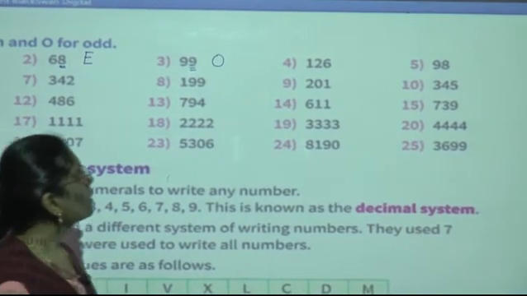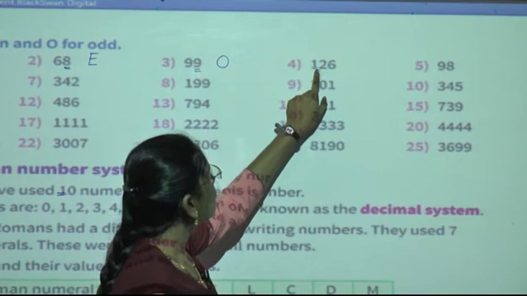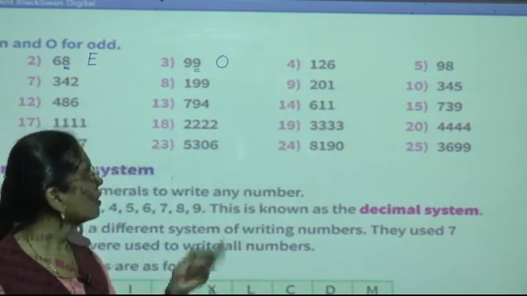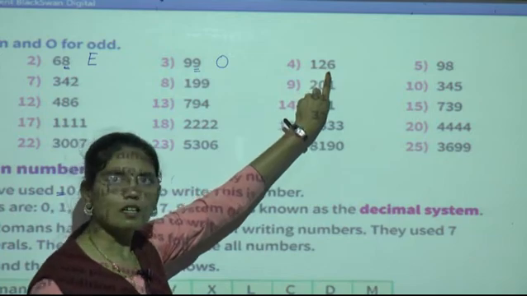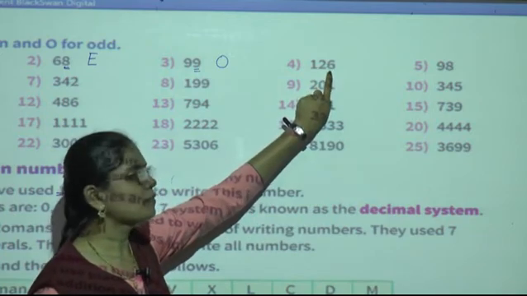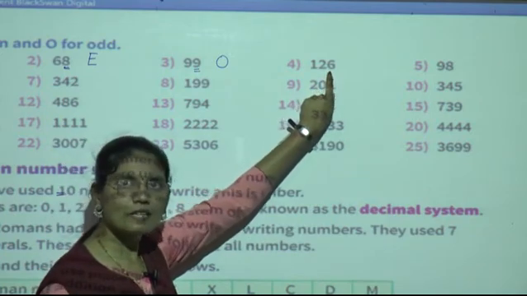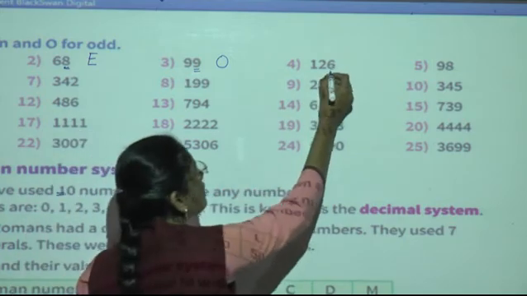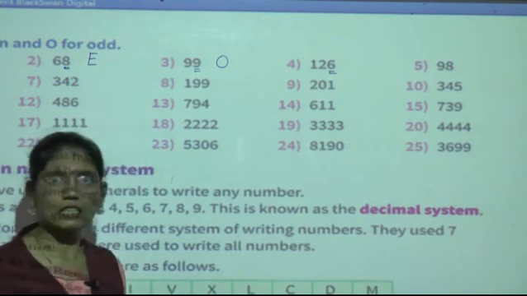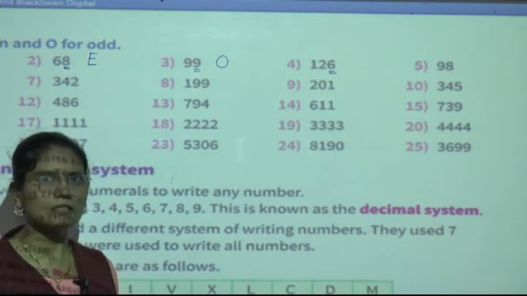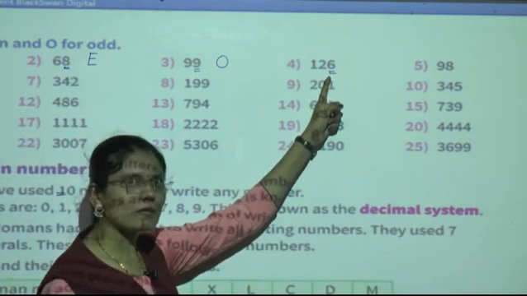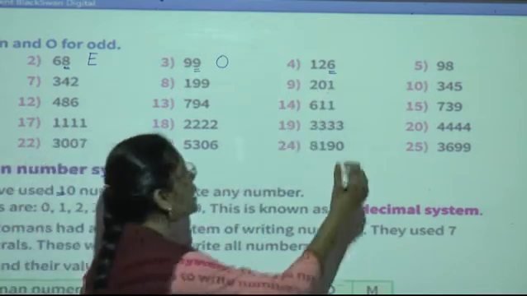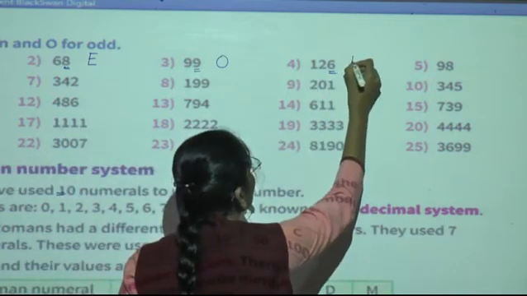Now there is one more example, 126. Though it is a 3-digit number, we only have to see the last digit which is at ones place. Now which number is there at ones place? 6 is there. So dear students, tell me, is 6 an even number or an odd number? Yes, 6 is an even number. So this whole number 126 is also an even number. So write E in front of that.